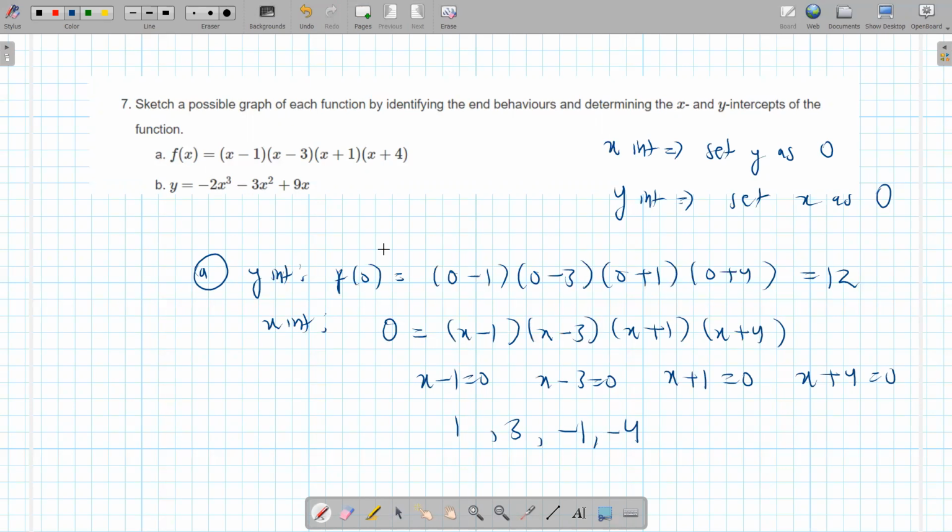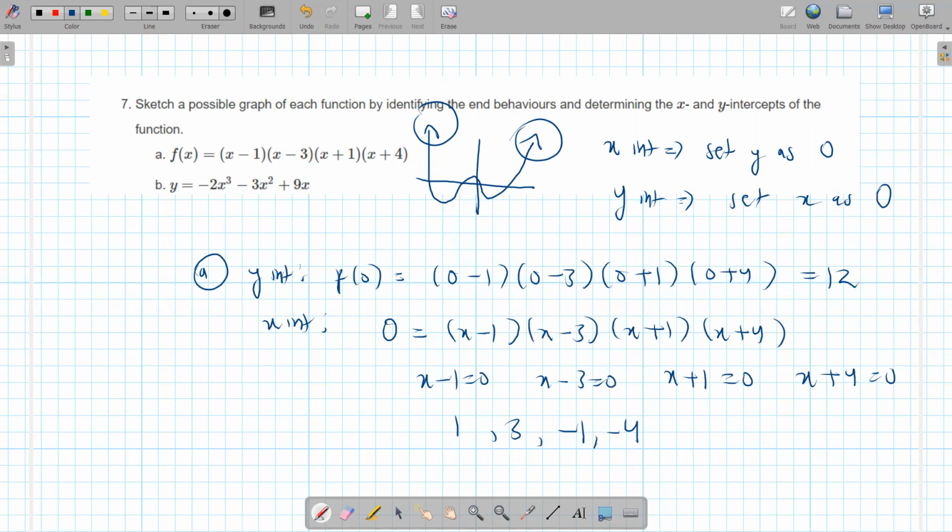Step 2, identify the degree of this function. Is it 4? Yes, it is 4. Is the leading coefficient positive or negative? Positive. So 4 degree, it's called a quartic. Starts there and ends here, okay? Starts here and ends here. And looks something like this. Looks like a W. A positive quartic polynomial, 4 degree.